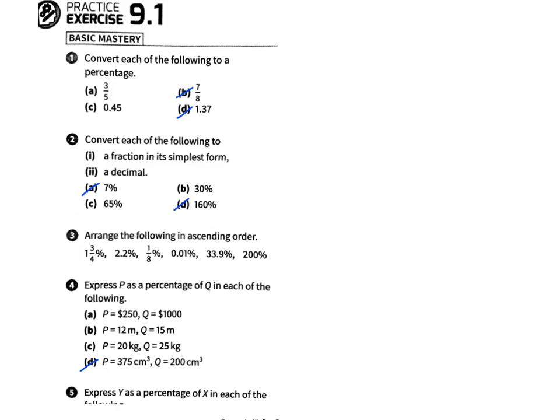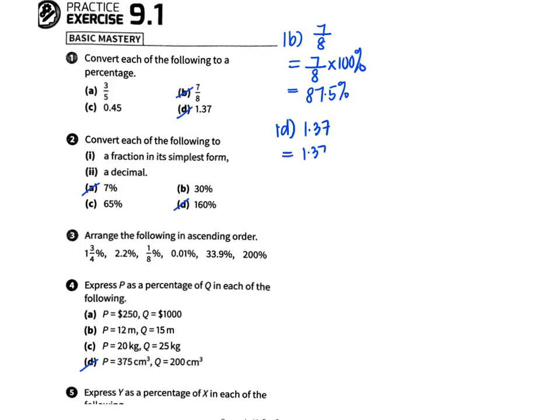Exercise 9.1. These are the practice questions for the day. Question 1b and 1d, convert each of the following to a percentage. Question 1, part B, 7/8 can be written as a percentage as 7/8 times 100%, and that will give us 87.5%.